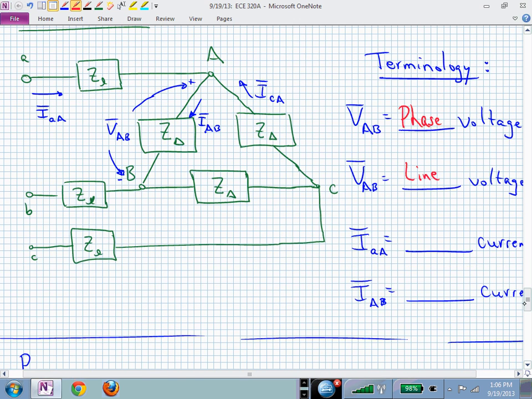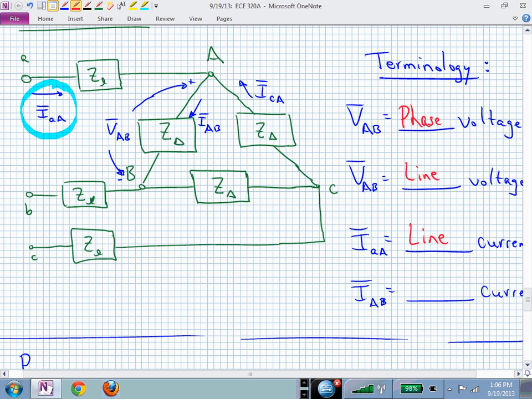What about the currents? I sub a, little a, big A. Is that a line current or a phase current? So now I'm interested in what this current is. That's going through the transmission line, isn't it? So it's a line current. This one is now a line current.